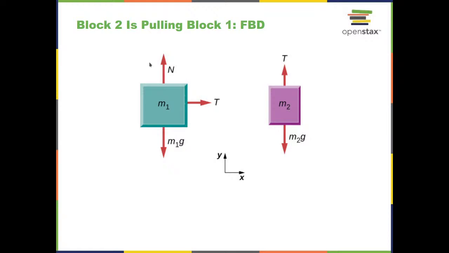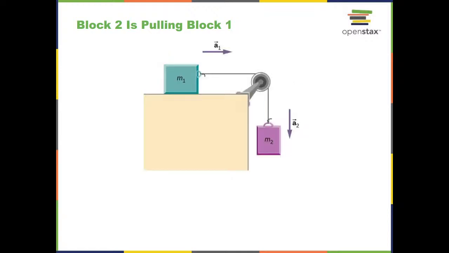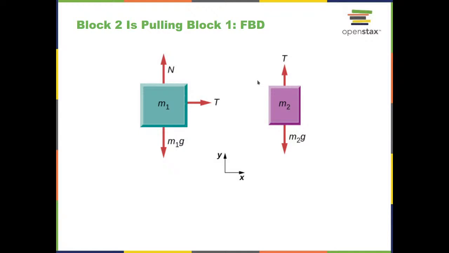You might have included friction, because there might be some friction that is pushing against the motion of block 1. That would have been a fine assumption. In this case, we're going to ignore friction, so there's not going to be any friction in this problem. Similarly, there might be some friction in this pulley. We're going to ignore that as well.